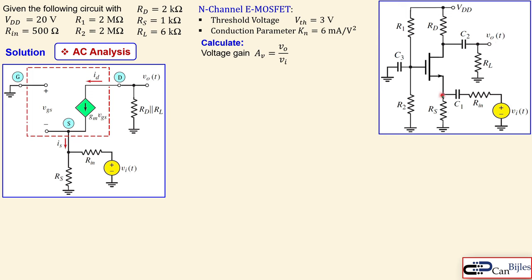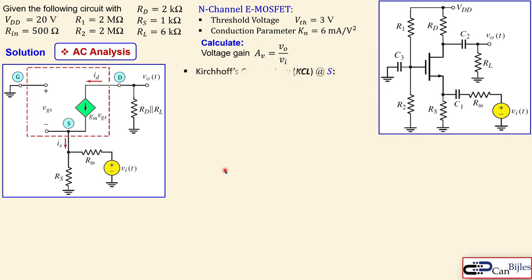Looking at the source node, which is this one, you see the RS is going down to ground. That is effectively physically what's happening. But you see now again the C1 is short, and then we have the RIN and the VI, which is our input voltage. So we have now this configuration. So we need to now determine the voltage gain, so we need to set up the equation for that.